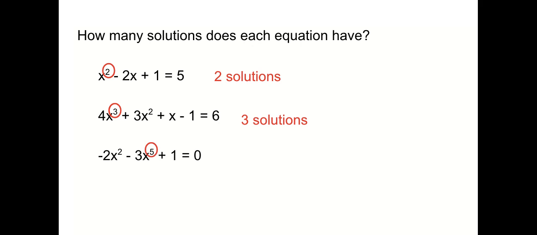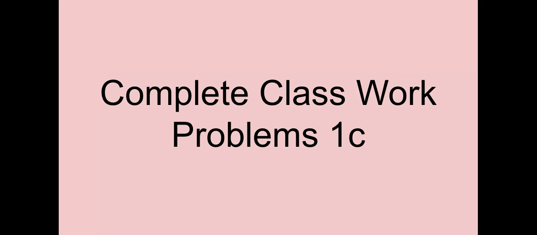This one has a power of 5. I was kind of tricky and put the power somewhere in the middle, but it's always the largest power. Whatever the highest power is, that's how many solutions there are. So this one has 5 solutions, and since it's equal to 0, it has 5 zeros. The solutions are zeros. So let's stop this and complete classwork problem 1C.